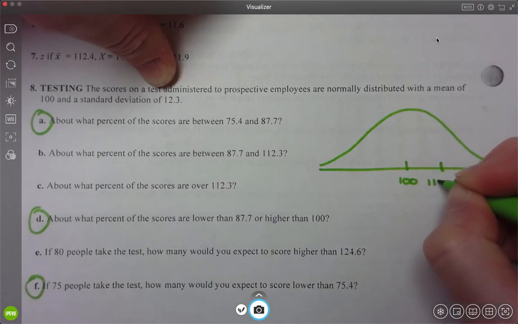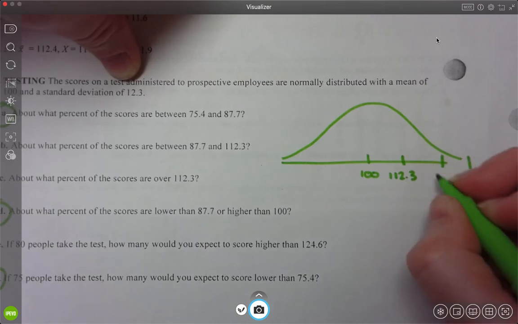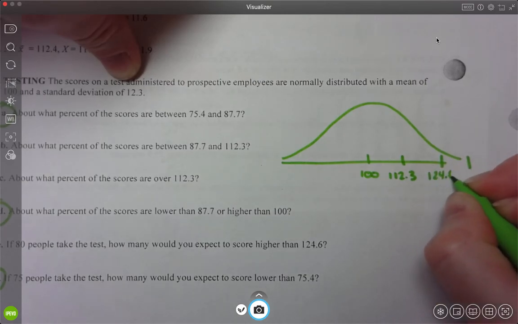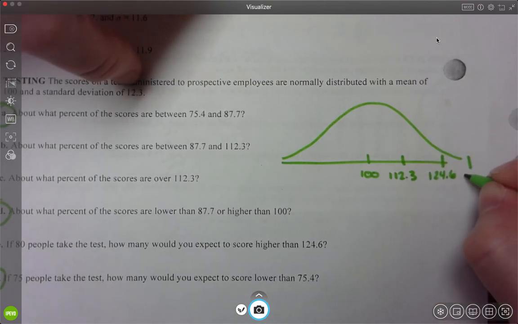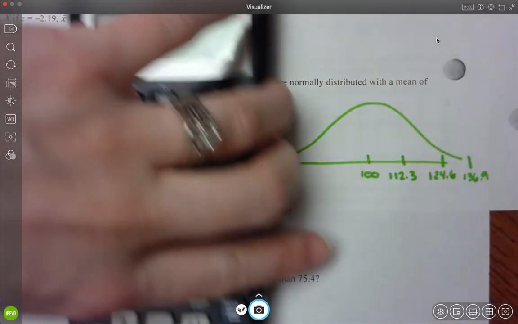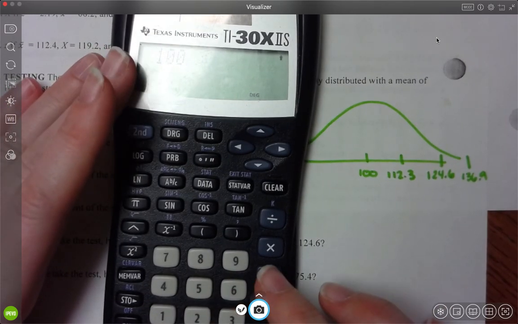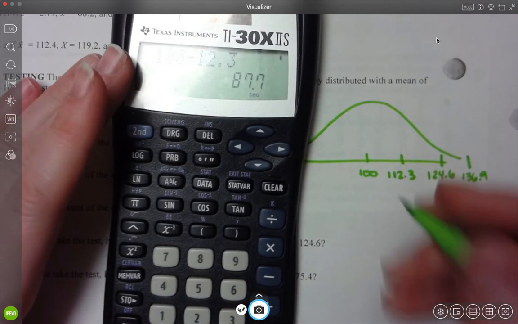So the first one's going to be 112.3. If I add another 12.3, I'm trying to do this in my head, it's 124.6. Adding another 12.3 is 136.9. Okay, so I can do some of those in my head. I cannot subtract them. I don't know why. My brain doesn't work that way. So 100 minus 12.3.